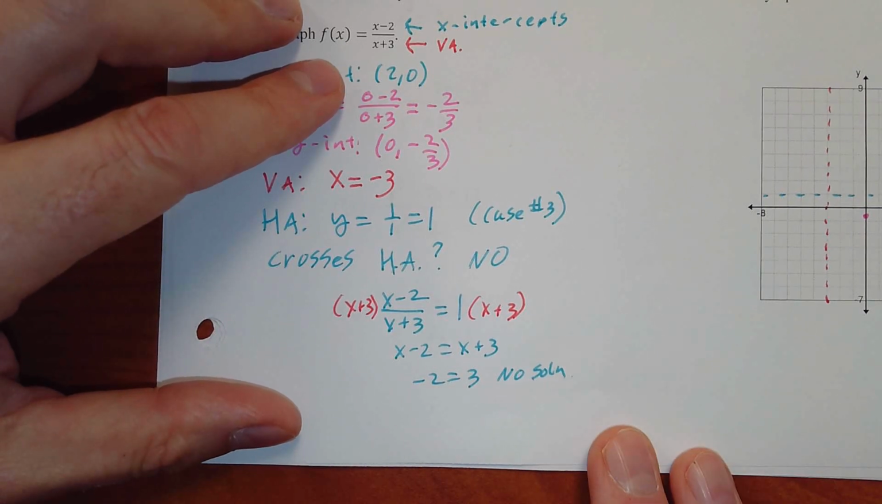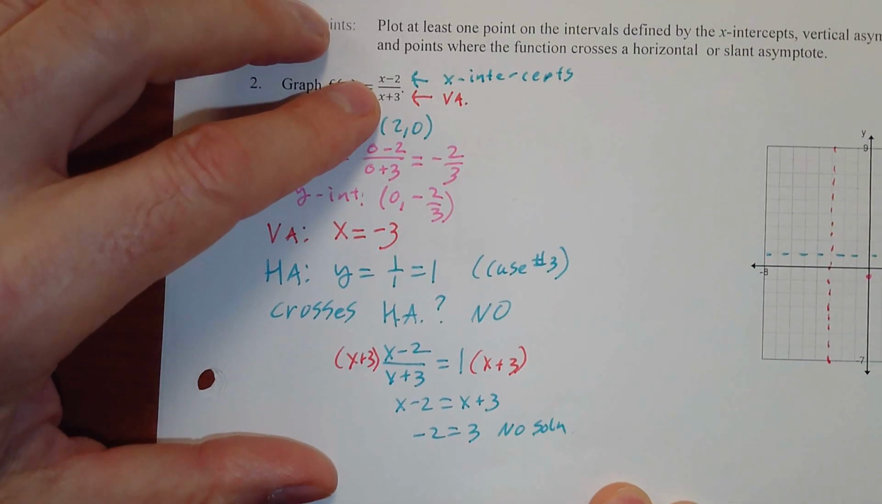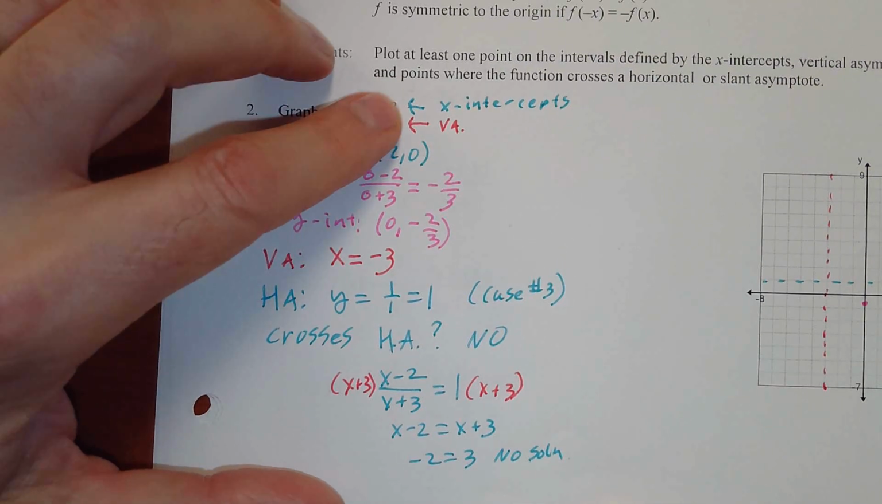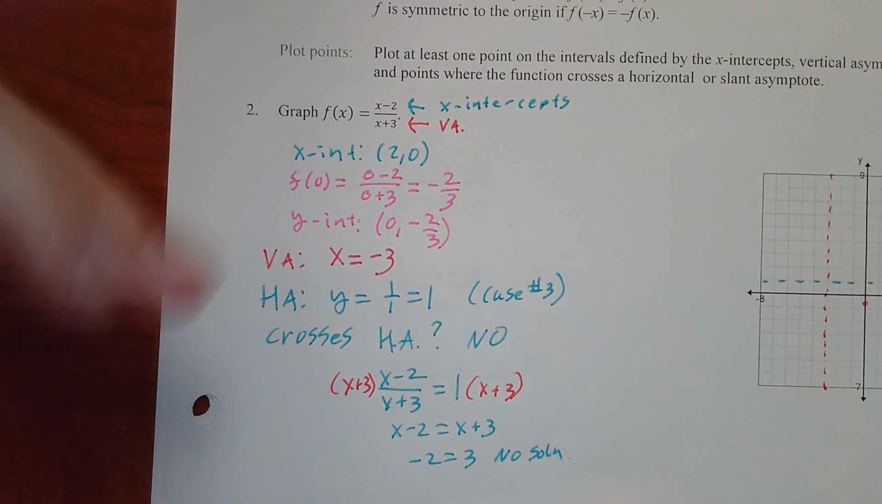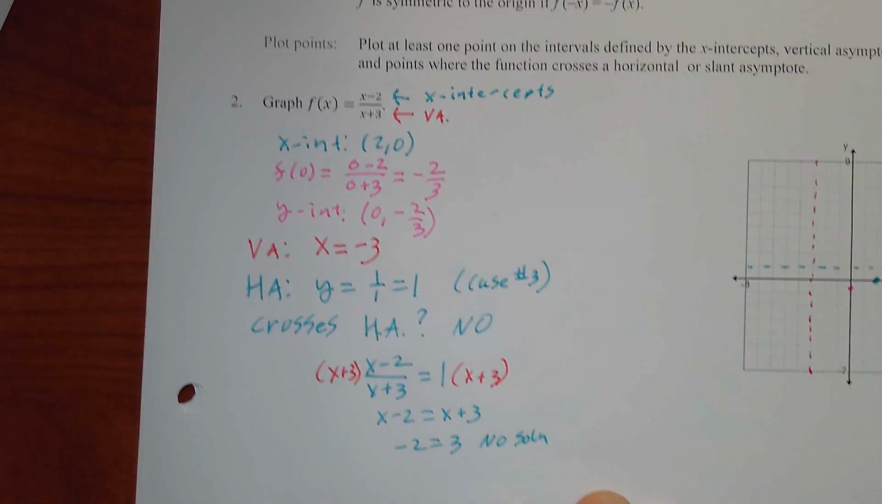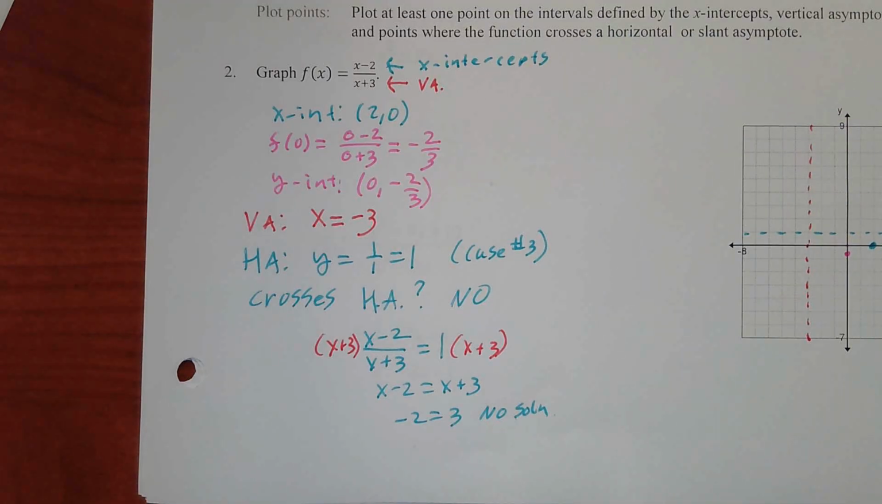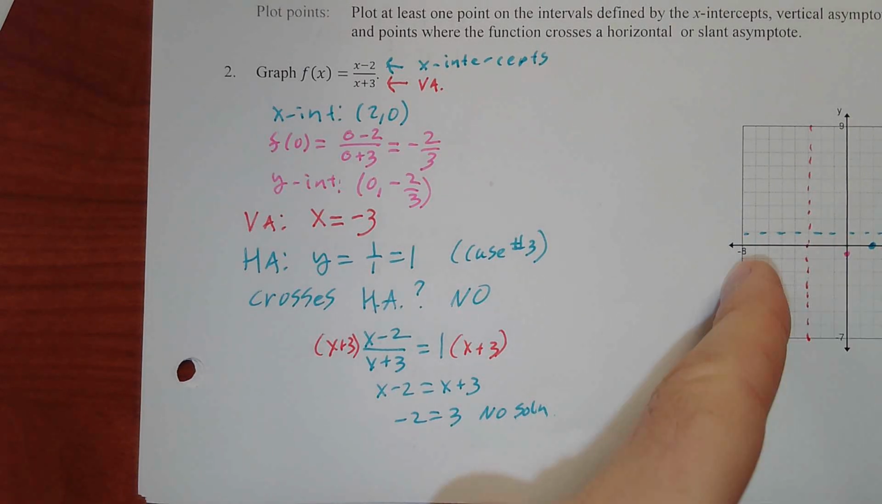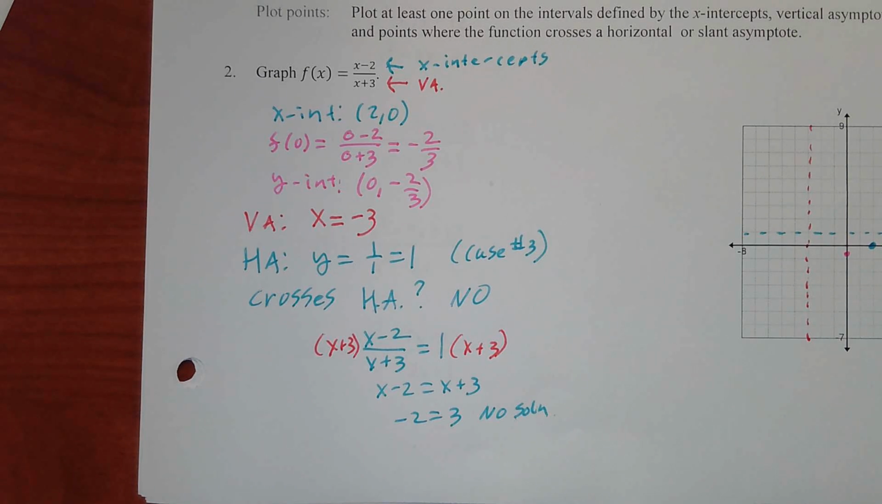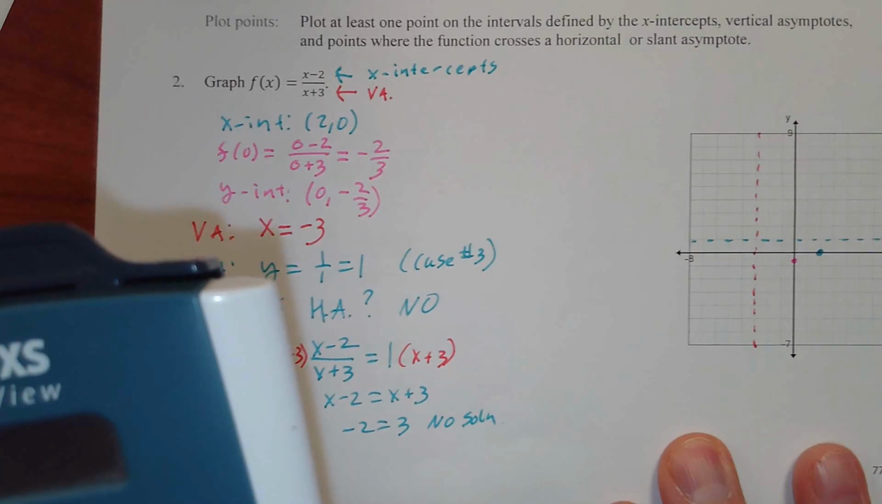And then we can check to see if we have any symmetry. Well, if I replace x by negative x, I do not get the equivalent expression. So, okay, we don't have a whole lot to go on here. But I want to get some additional points. And now we could pick some points here and here and try to draw this out. But let's go and use our table of values.